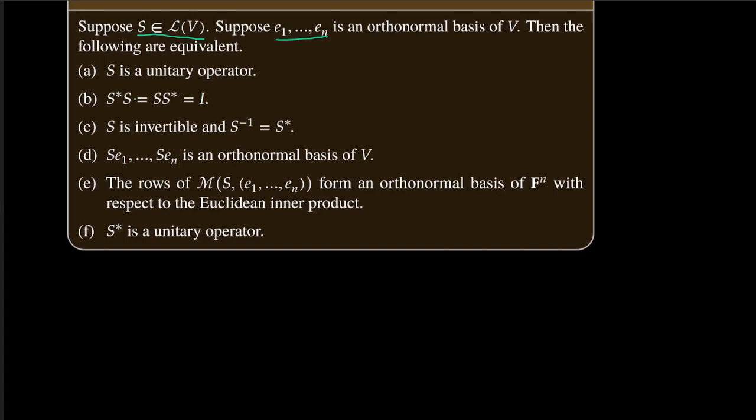But then from there, we're going to say, hey, look, S is invertible and its inverse is equal to S star. I would say that B and C's equivalence is extremely clear. Then we'll show that that's the same as the fact that the image of an orthonormal basis is, yet again, an orthonormal basis, that the rows of the matrix of S with respect to the orthonormal basis E1 through En form yet again an orthonormal basis in Fn with respect to the Euclidean inner product, and that S star is also a unitary operator, which makes sense since after all, S adjoint, S star, is the inverse of S. All right, let's roll through it.